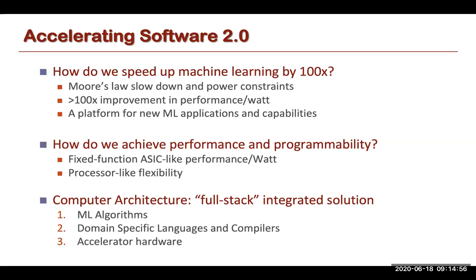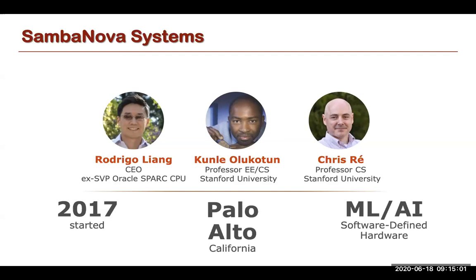So SambaNova was founded at the end of 2017, and the co-founders are Rodrigo Liang, who was a VP at Oracle and was the lead for all the SPARC CPU architectures developed at Oracle, and Chris Ré, who's a colleague of mine at Stanford and is an expert in machine learning, databases, and machine learning algorithms, and is a certified MacArthur genius. And if you look at the areas that we span across the whole stack, the goal of SambaNova Systems is to develop the next generation of AI hardware to enable this dramatic improvement in the sorts of things that people can do with AI, and enable new ML algorithms to be developed.